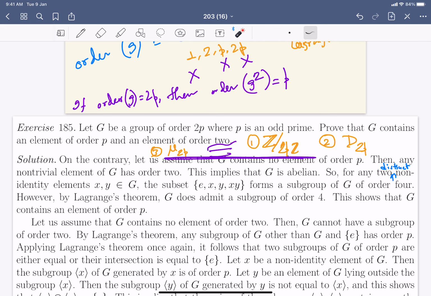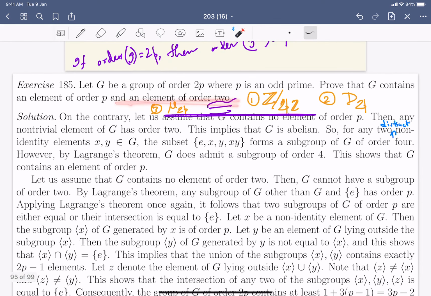Now by Lagrange's theorem we know that the order of a subgroup has to divide the order of the group. Applying this to the specific subgroup, we see that 4 divides 2p, but p is an odd prime, so this is not possible. So our hypothesis that G contains no element of order p is not valid. You have established that G has to contain an element of order p by the method of contradiction.